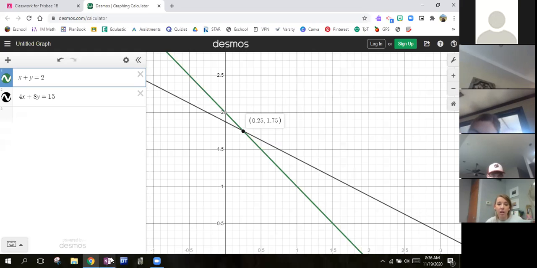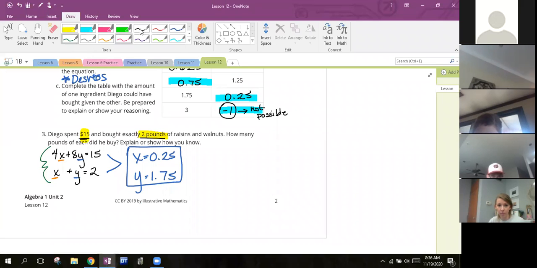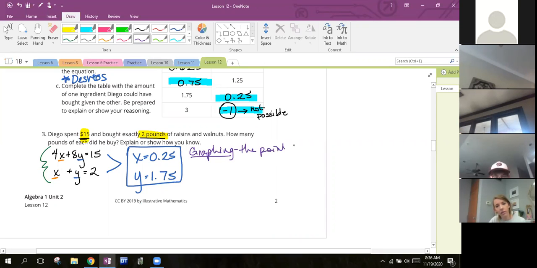Okay, so this way makes a lot more sense than creating a table for each equation every time. What you can do instead is go back to your notes. When you're graphing, it's the point where the two lines intersect.